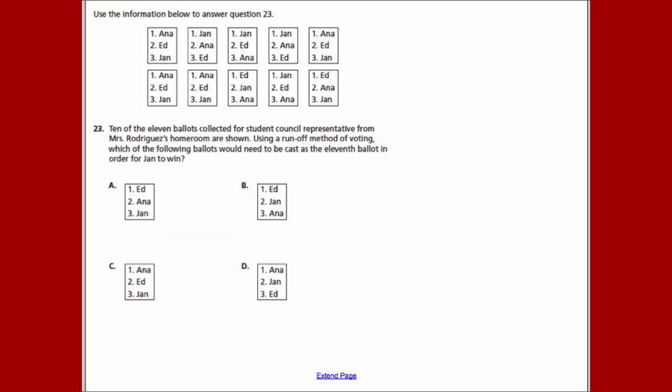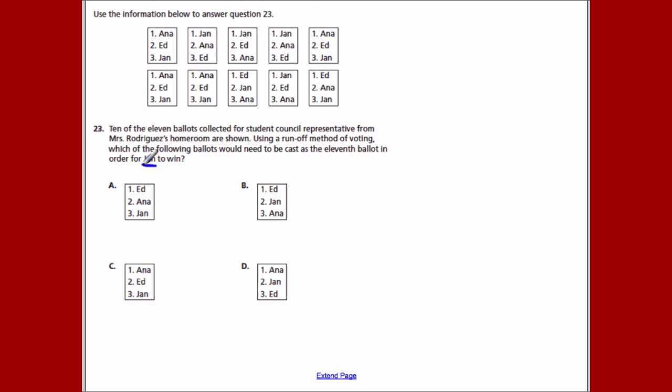Let's look at question number 23. Use the information below to answer question 23, and then they give you some ballots. It's 10 of the 11 ballots collected for student council representative from Mrs. Rodriguez's homeroom. Using a runoff method of voting, which of the following ballots would need to be cast as the 11th ballot in order for Jan to win? We're looking for Jan to win.